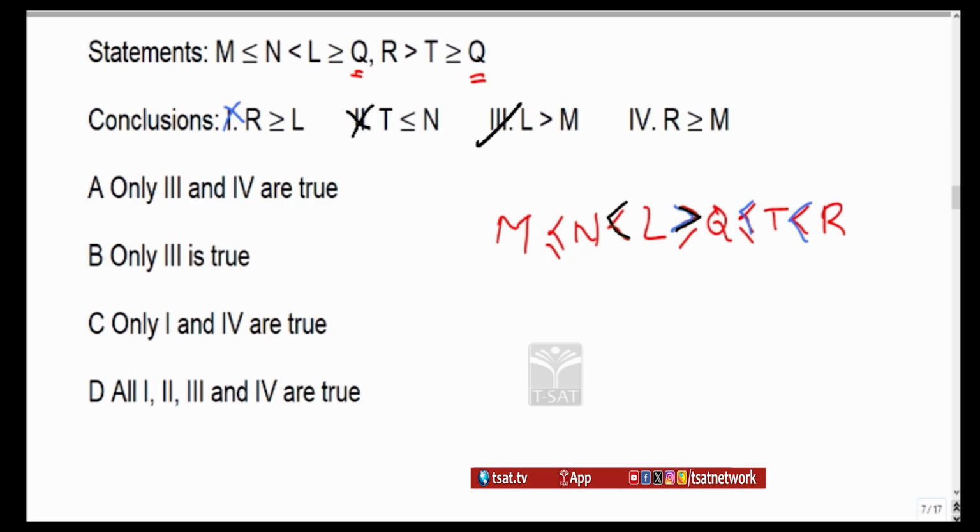Now let's see the fourth conclusion, that is R is greater than or equal to M. So check the two symbols, one is R, other one is M. So in between R and M, R is greater than M means towards R all should be greater. Here also greater, here also it should be greater, and then all should be greater than or equal only.